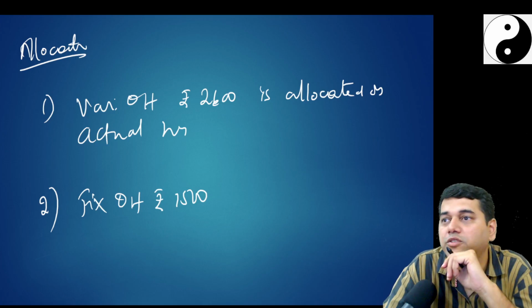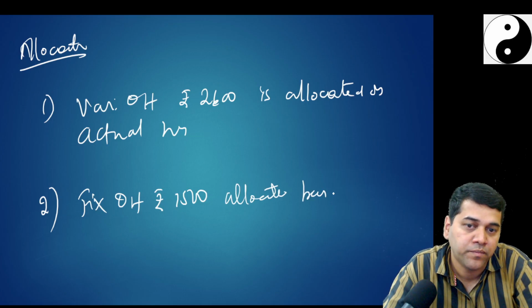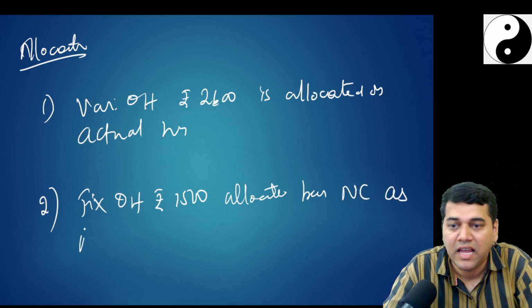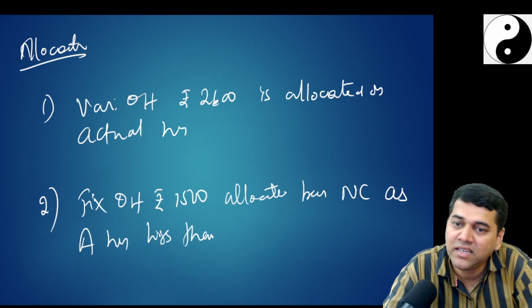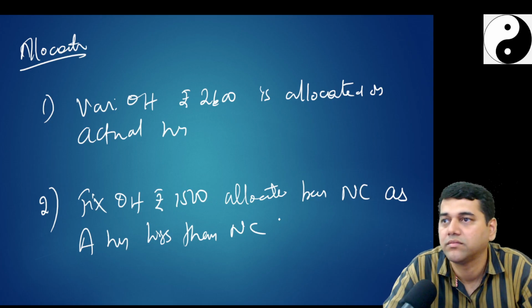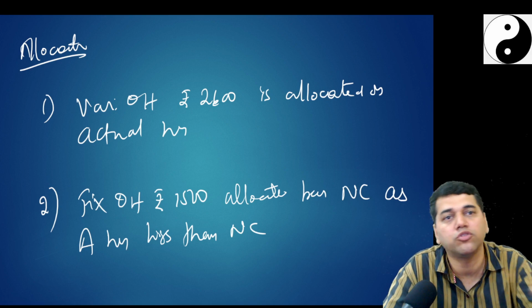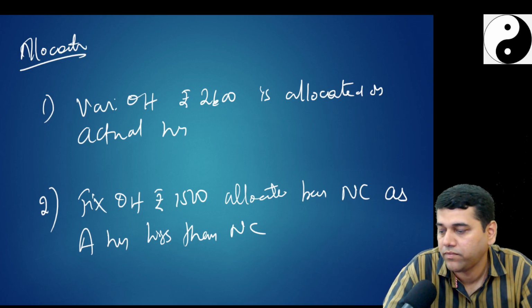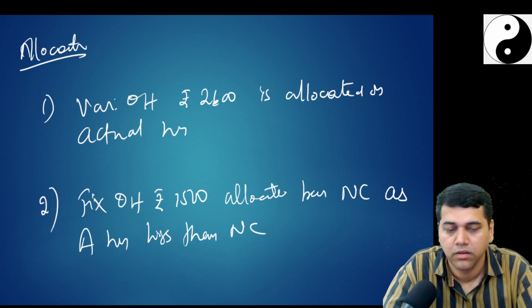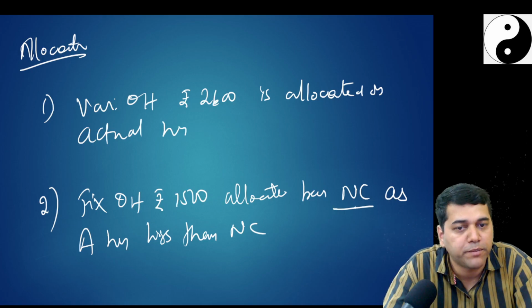Why should I allocate based on normal capacity? Because it should be allocated based on normal capacity, as actual hours is less than normal capacity. So any inefficiency there is, we have to bring it out, let it go to the costs. You cannot inventorize it. Clear? So since fixed overhead is 1500, you have to allocate based on the normal capacity.